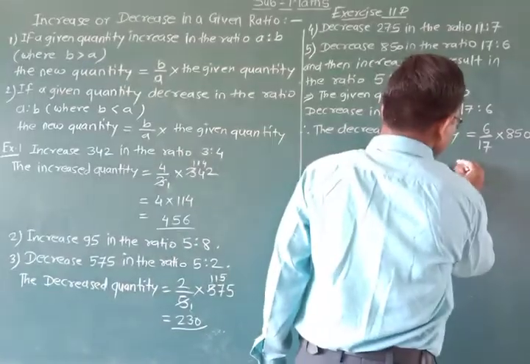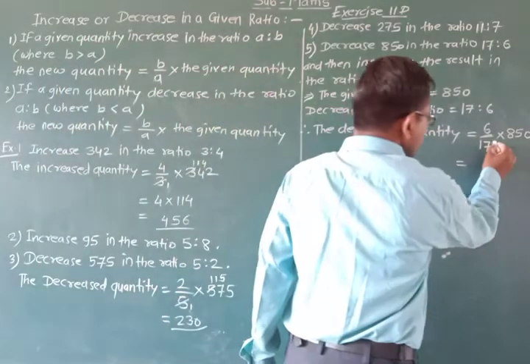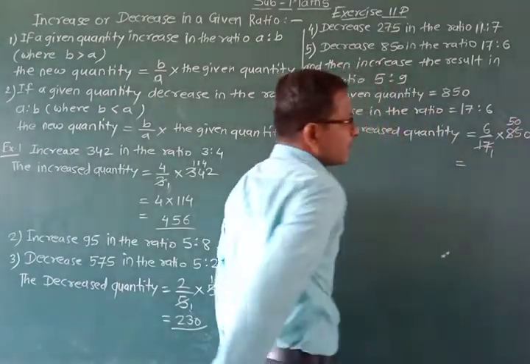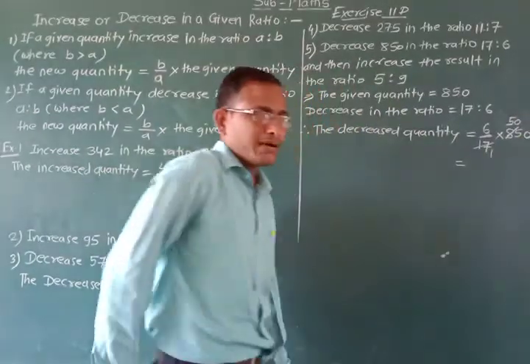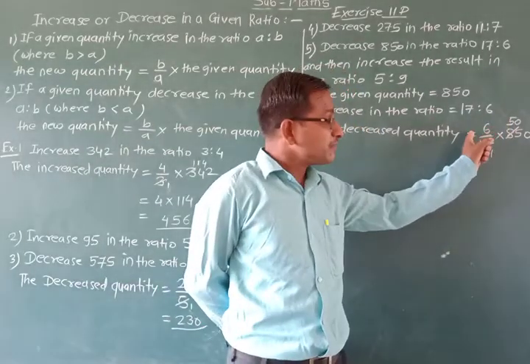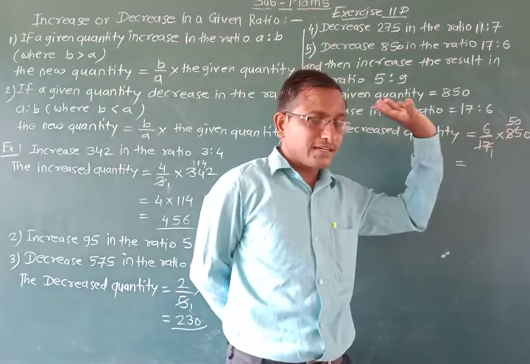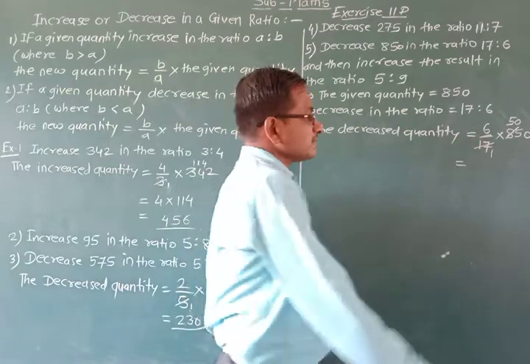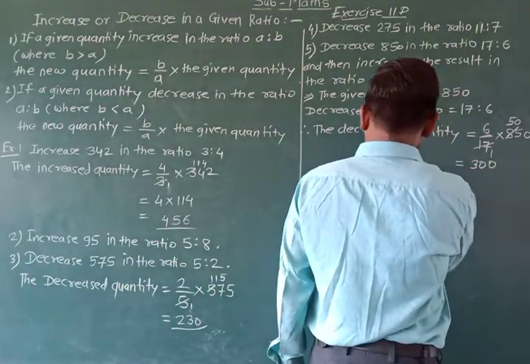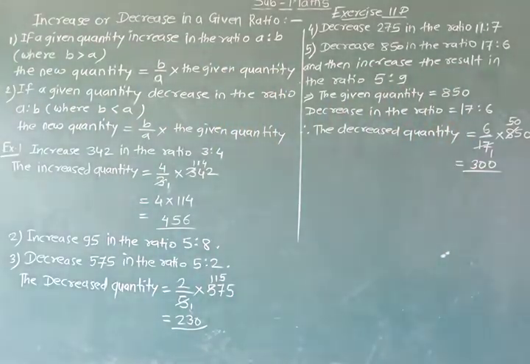Then in the 17 table, 85 is present. 17 5s are 85. Write 0 as it is. Then 6 multiplied by 50. The remaining terms are 6 and 50. 6 5s are 30, 6 300. So the answer here is 300. So the decreased quantity is equal to 300.